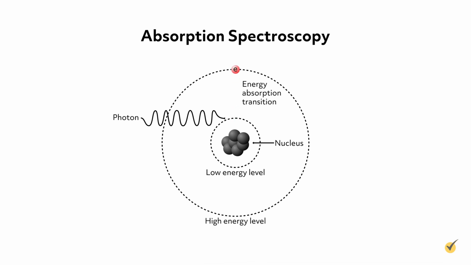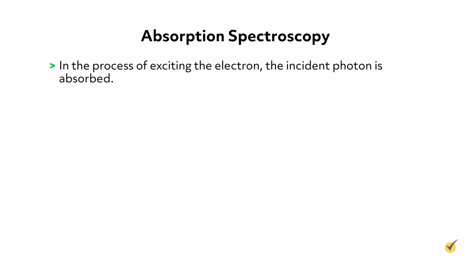The reality of the situation is more complicated, but this simple visualization demonstrates the fundamentals of the process. In the process of exciting the electron, the incident photon is absorbed. This process essentially consumes the incident photons of a particular wavelength.